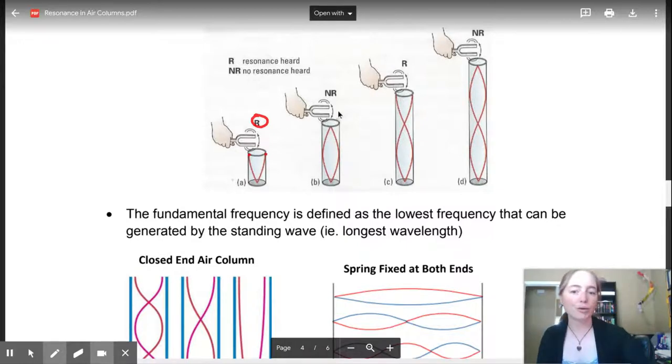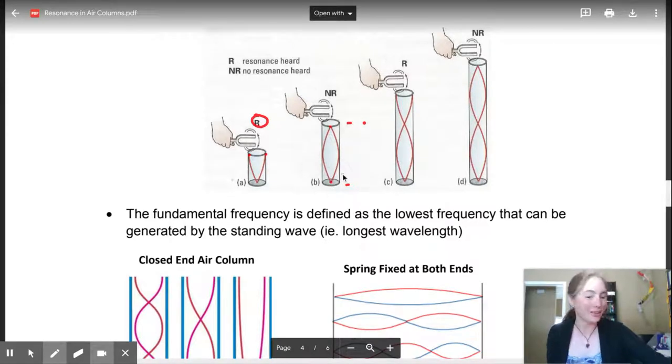So we have the same tuning fork, and you're going to tap the tuning fork over top of the tube when you lengthen it. Well, by keeping the tuning fork the same, the forced frequency is going to be consistent. This length of the tube is not going to be a resonant frequency of this tube because, look at this, an antinode is there.